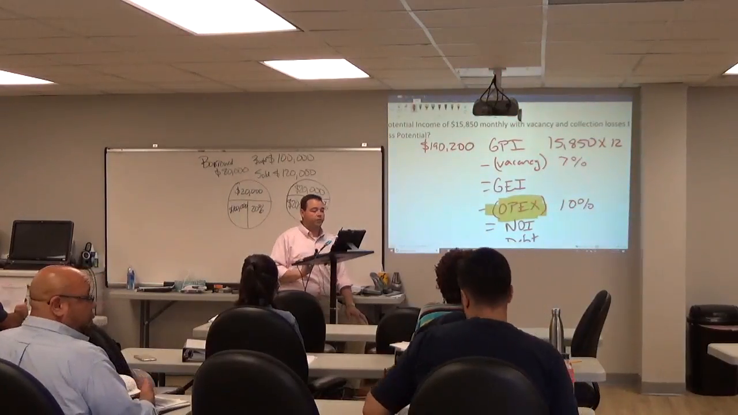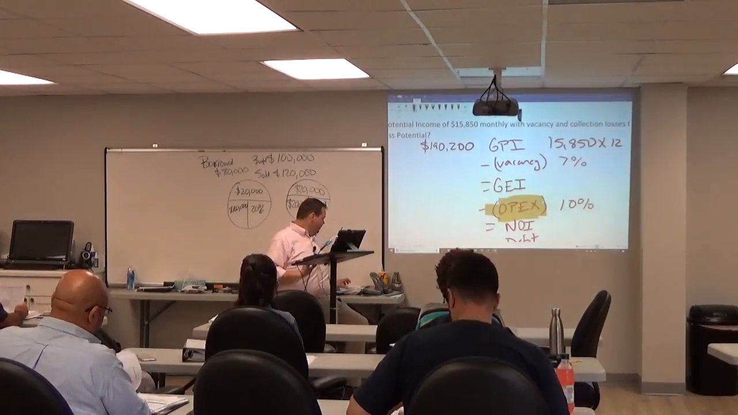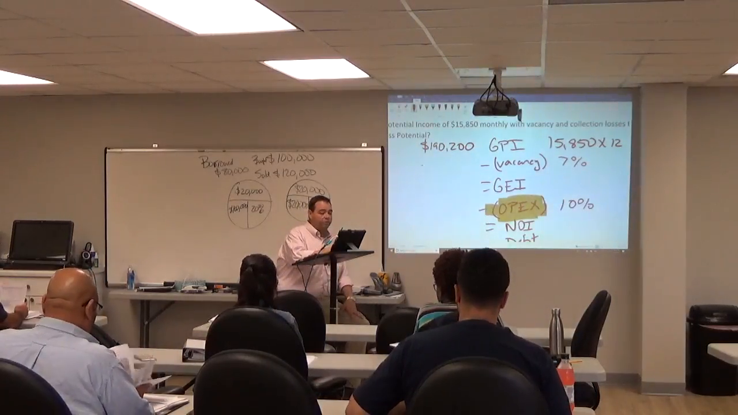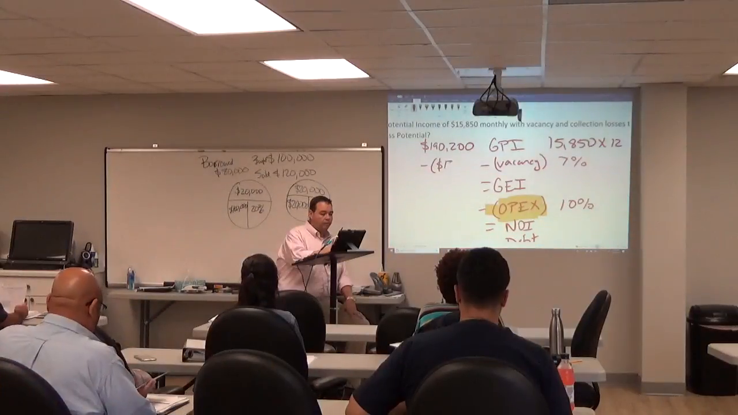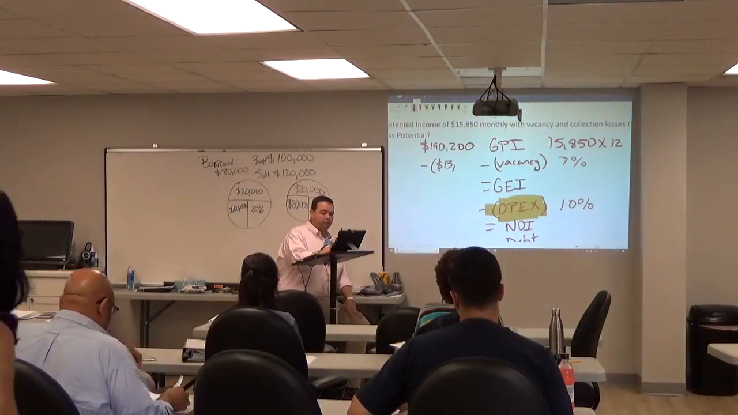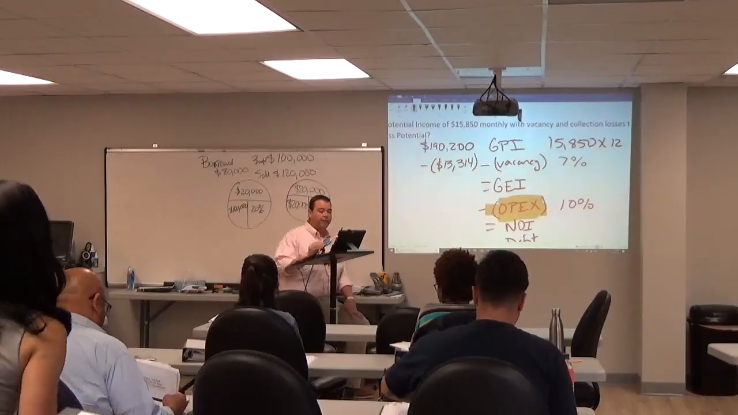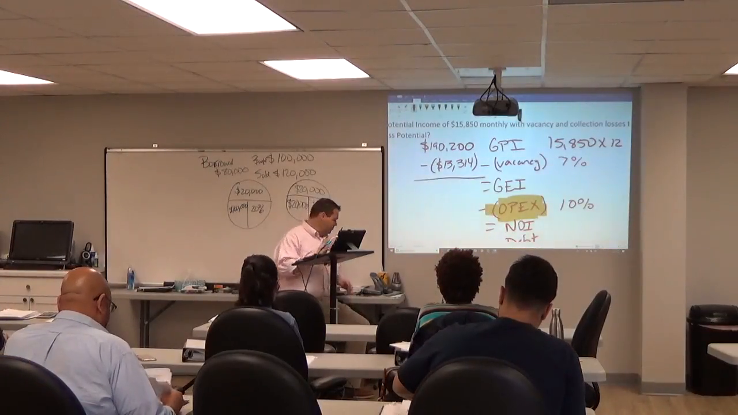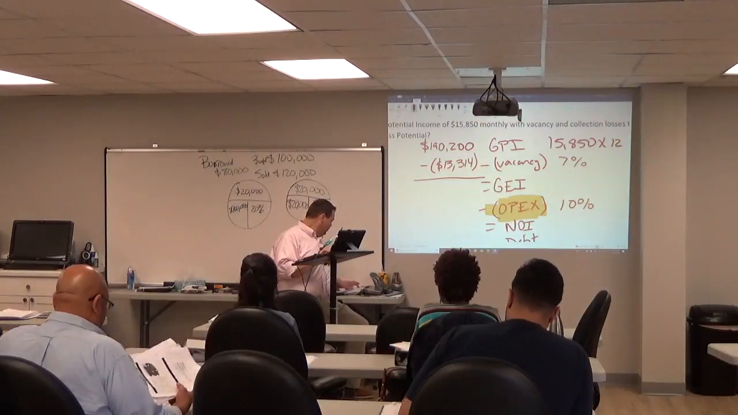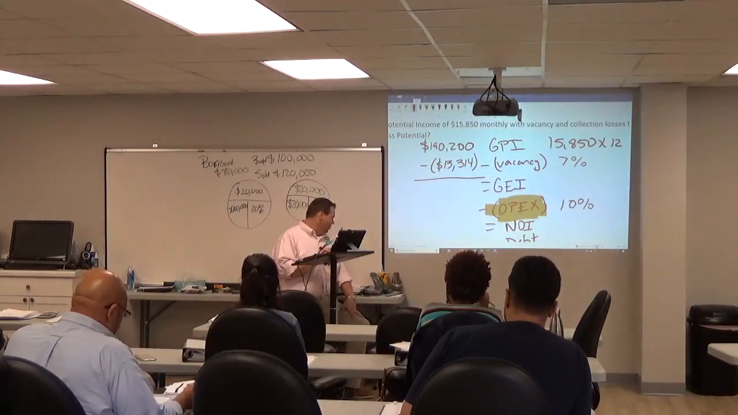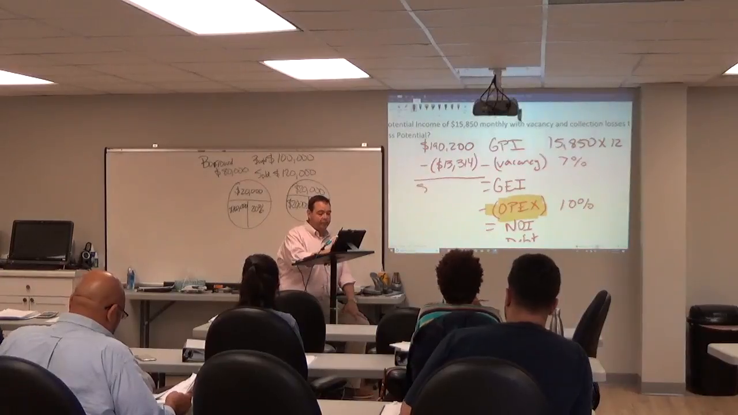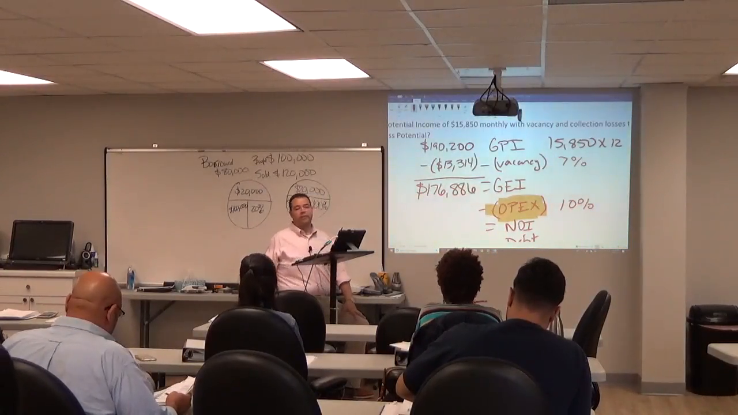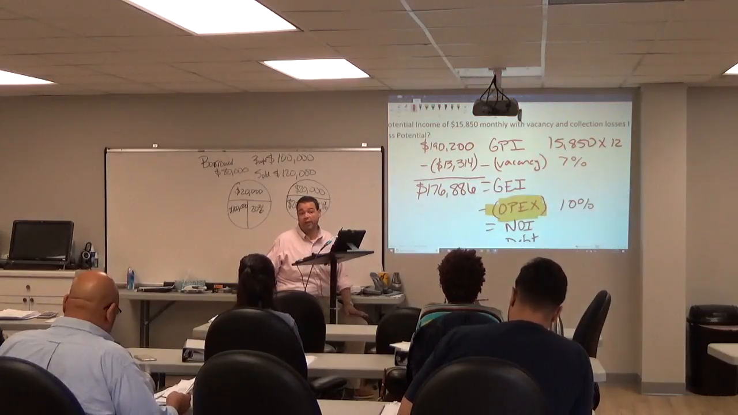For gross potential income. And then we need to subtract 7% vacancy, so we've got $13,314 in vacancy. Everybody all right with that? That needs to come out. And that leaves us with $176,886 for a gross effective income. Everybody agree with that number?